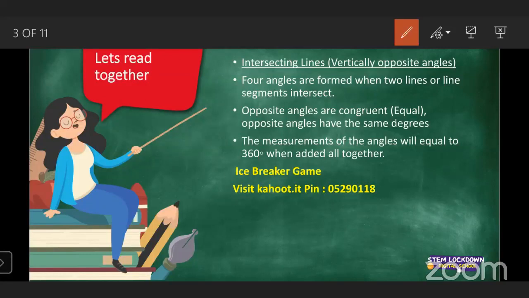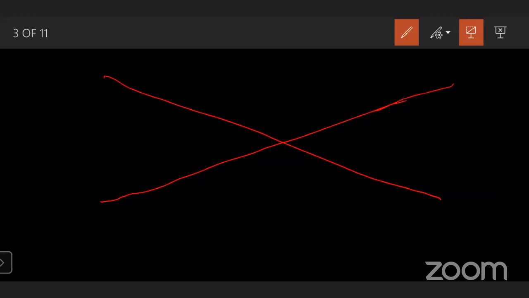The measurements of the angles will equal 360 when added all together. So let's take a look at this. These are our vertically opposite angles, and they must sum to 360 degrees. Why must they sum to 360 degrees? Because here we have our full cycle. Can you see that? Here we have our full cycle in the middle. So when you add all of them, they must give you 360 degrees.